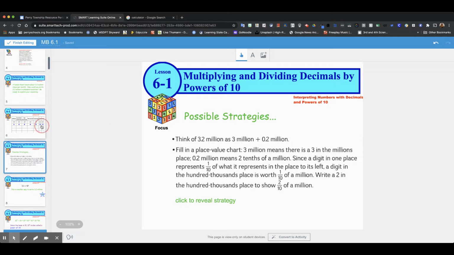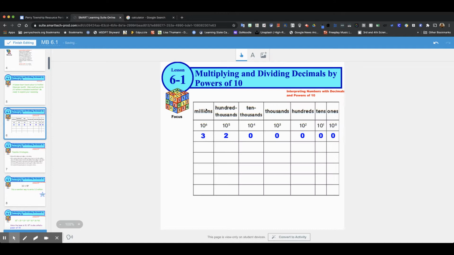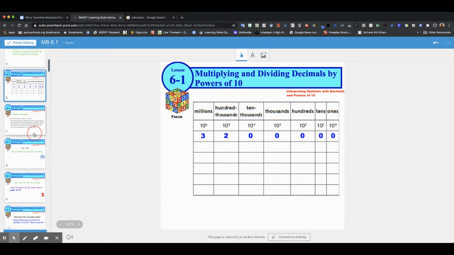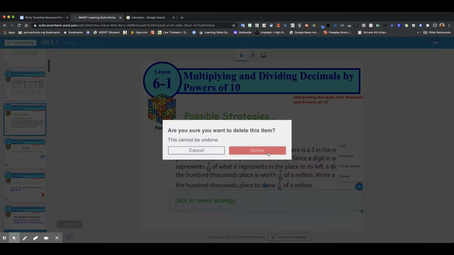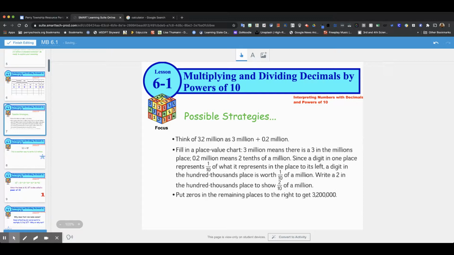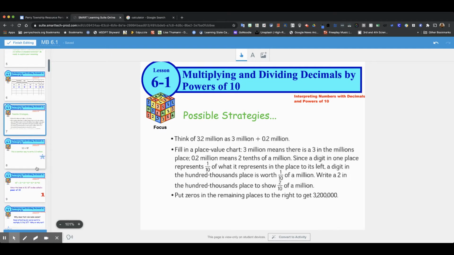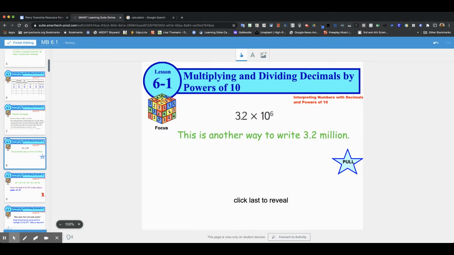And that's what we did right here in this one. Okay, we've got the 3 million and the 2/10, because that's tenths, 1/10 of that, and there's two of them there. And our last possible strategy here, put zeros in the remaining places to the right to get 3,200,000.